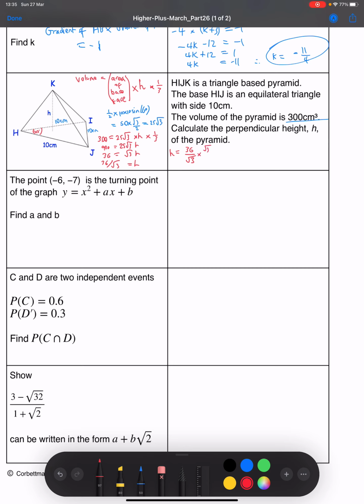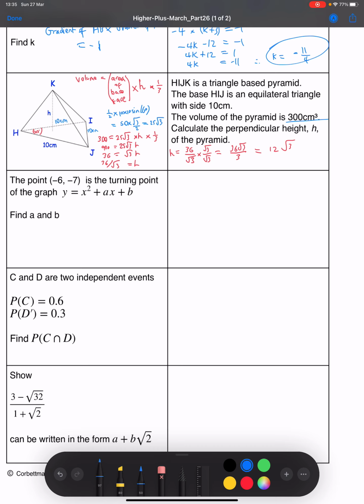So times by root 3 over root 3. And that is equal to 36 root 3 over 3. Simplifying that gives us 12 root 3, because 36 divided by 3 is 12. So 36 over root 3 or 12 root 3, either one is fine. If you want to work out a decimal equivalent, you're more than welcome to do so as well.